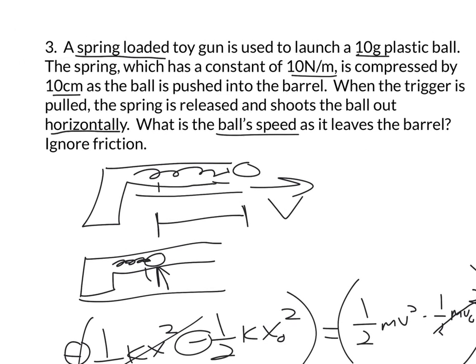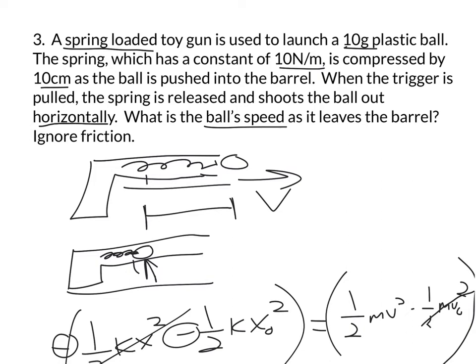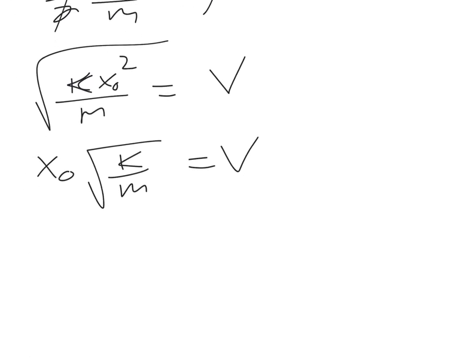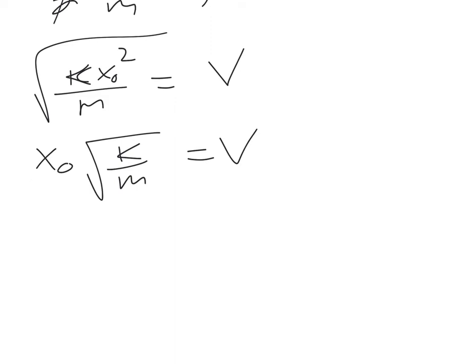10 centimeters. It's all 10. 10 newtons per meter, 10 grams, 10 centimeters. Okay. I'm going to change everything, though, into meters and kilograms, just because I'm OCD like that. So the x naught was 10 centimeters, so I'm going to make that 0.1 meters, really 0.10 because that's how many sig figs I have.